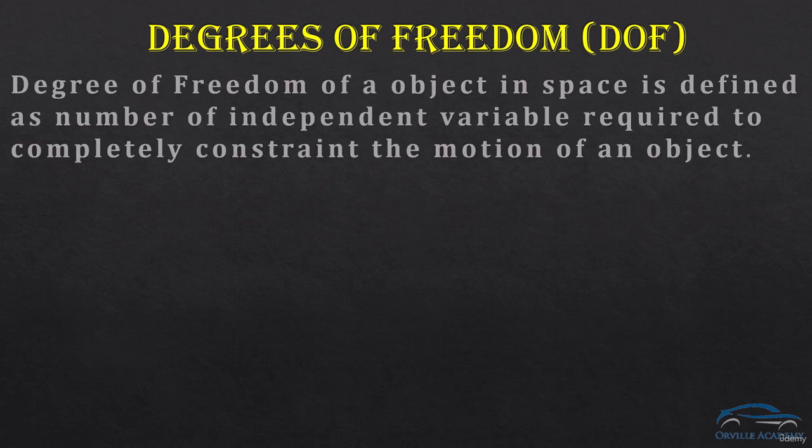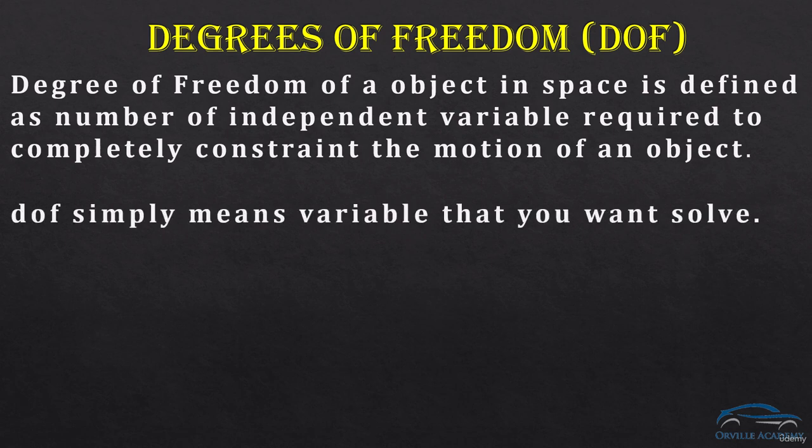But if I have to define the degrees of freedom, then it is simply defined as the number of independent variables required in order to completely constrain the motion of an object. This is the straightforward definition of degrees of freedom in mechanics. If I have to link this definition with CAE or with the analysis, then we can say degree of freedom is simply the variable that we intend to solve.